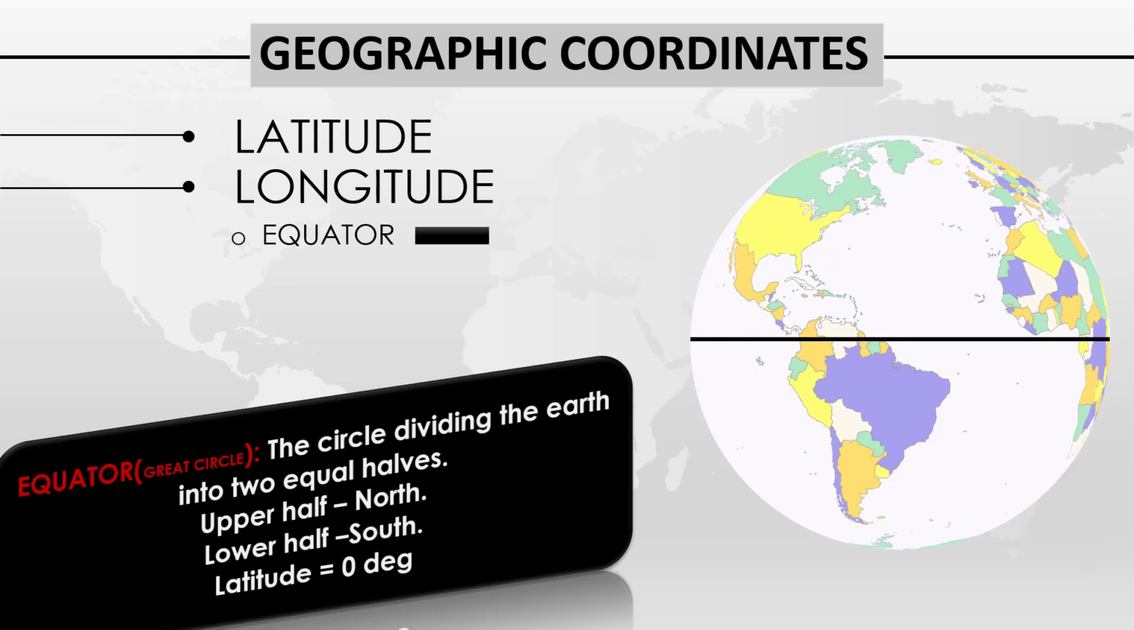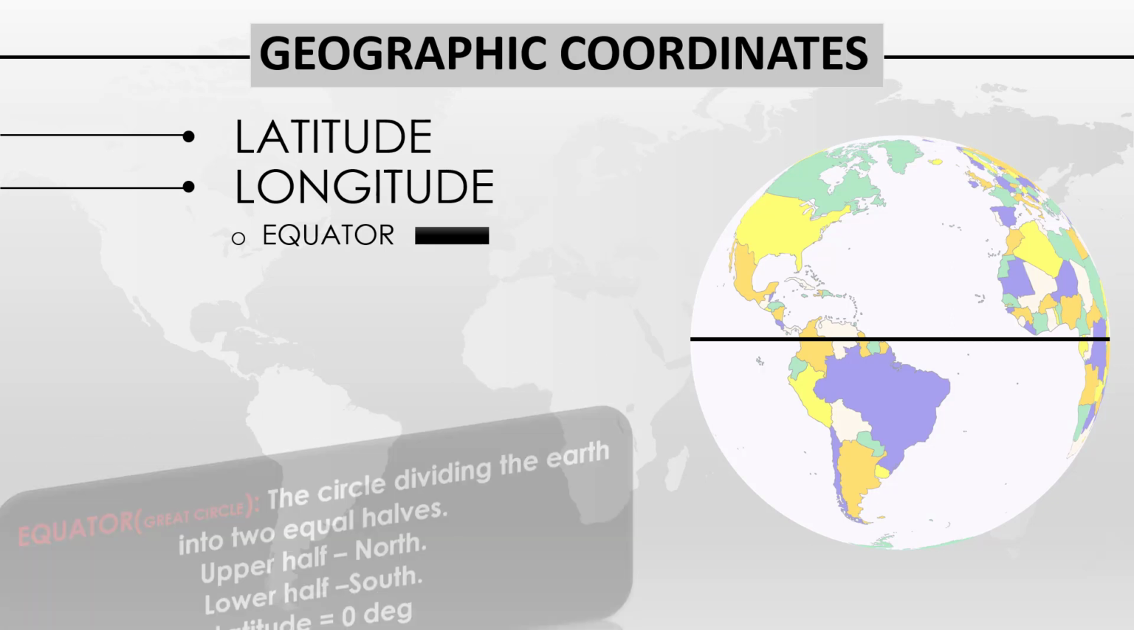The equator is also known as the Great Circle. It is the circle dividing the Earth into two equal halves. The upper half is known as the northern hemisphere, in short called the north. And the lower half is known as the southern hemisphere, in short called the south. So the latitude of the equator is 0 degrees.